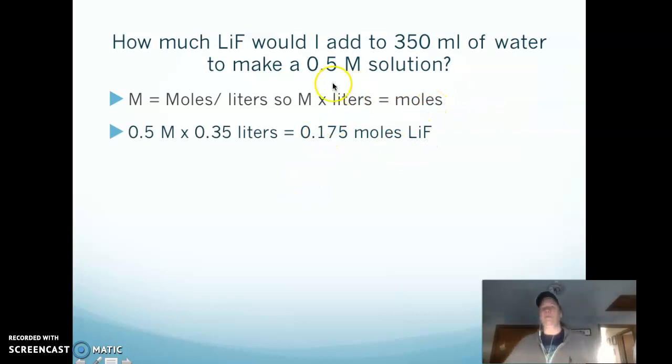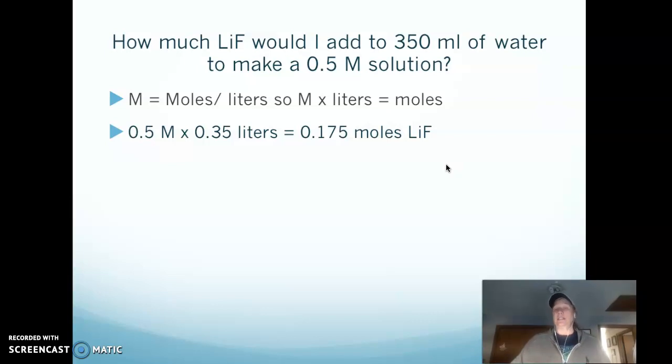So I take my molarity, 0.5, and then I multiply by, I need 350 milliliters, so I make it 0.35 liters, move the decimal over 3. This is how many moles of lithium fluoride I need. I don't know how to measure out 0.175 moles of lithium fluoride. I don't have a mole meter in my lab. There's no such thing. I just made that up.